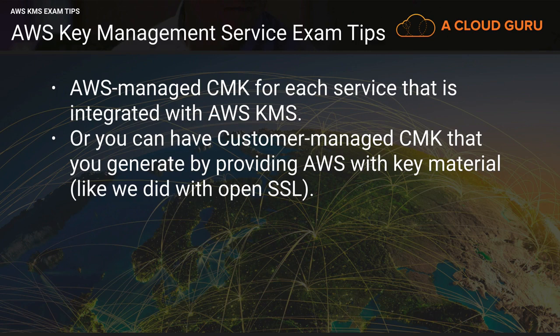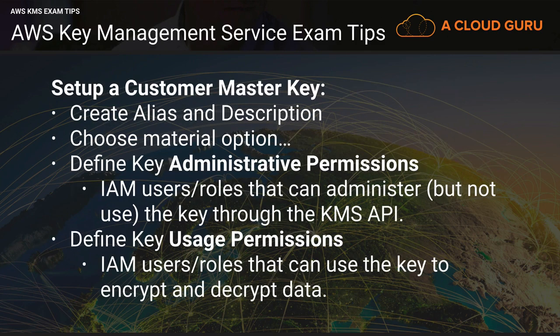And then you also have customer managed keys, so not AWS managed, but customer managed. You generate these by providing AWS with the key material, which is what we did with OpenSSL, using our envelope and our token. So to set up a customer master key, let's remember what we did. We created an alias and a description. We chose a material option, so you could either say that Amazon provides it or that you provide it.